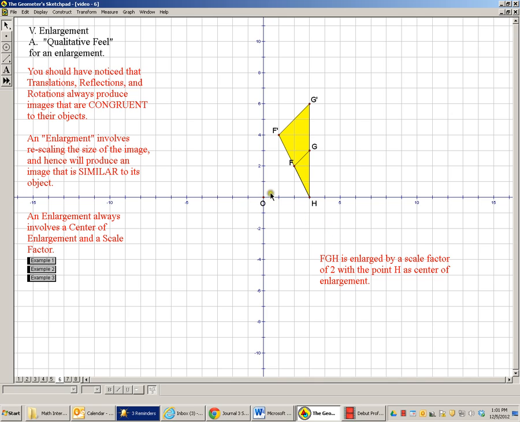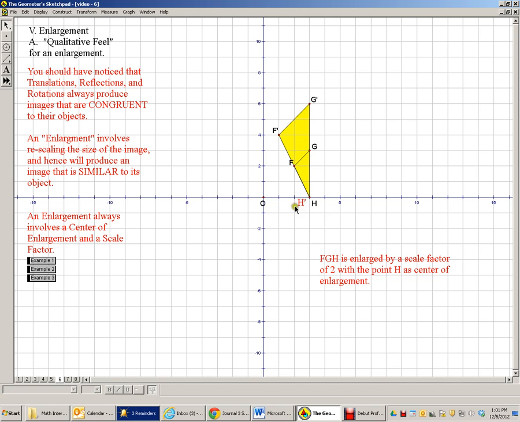Here's another example. The origin doesn't necessarily have to be the center of enlargement. This time I'm going to use the point H as the center of enlargement, and I'm going to use a scale factor of 2. So, H is the center. The distance from H to H is 0. So H prime also is located here. In fact, I should have even shown that. H prime is here.